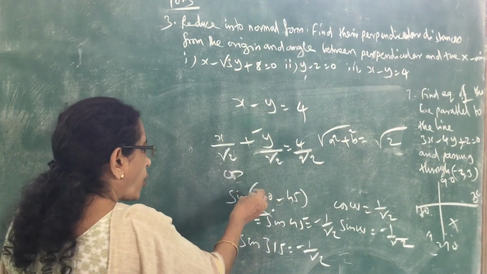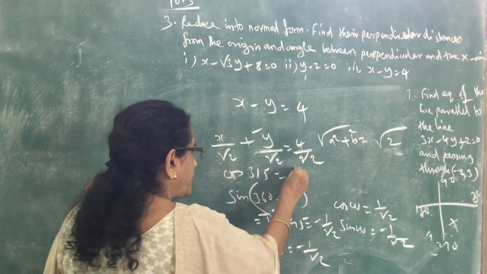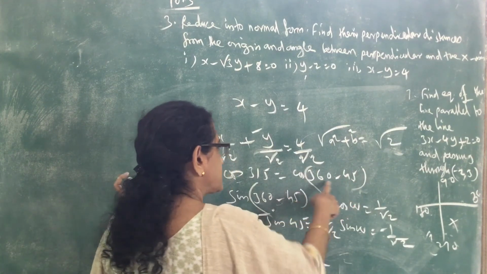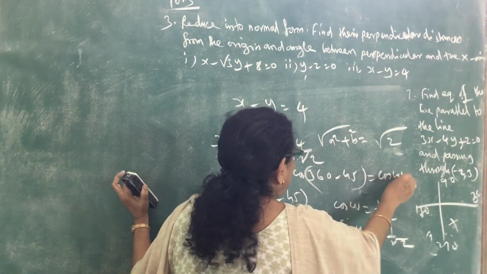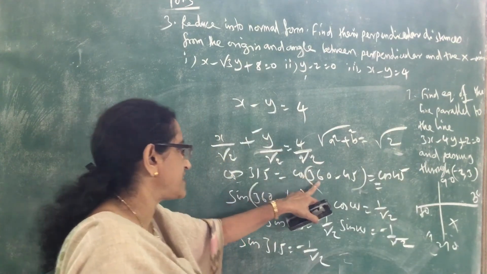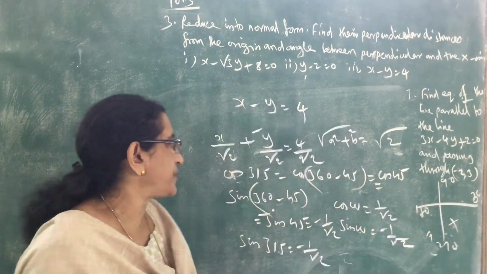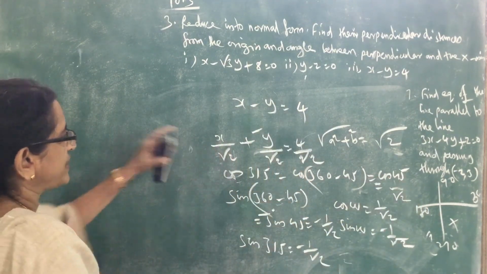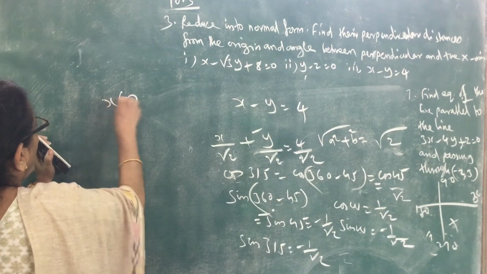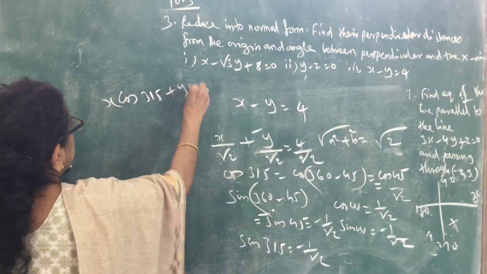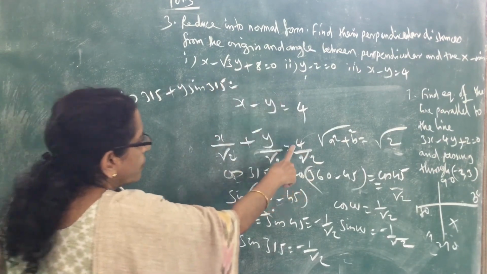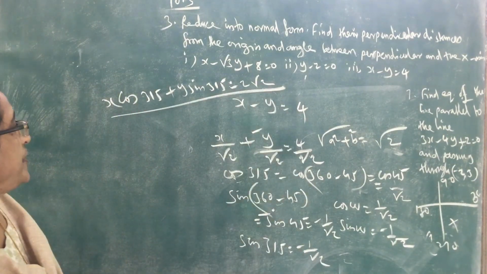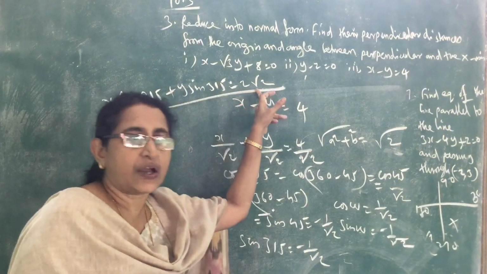Similarly, cos 315 is equal to cos of 360 minus 45, so cos itself, cos 45, and it is positive in the fourth quadrant, so 1 by root 2. So we can write in the form x cos 315 plus y sin 315 equal to 4 by root 2, that is same as 2 root 2. So that is the normal form, and omega is 315 degree and p equal to 2 root 2.